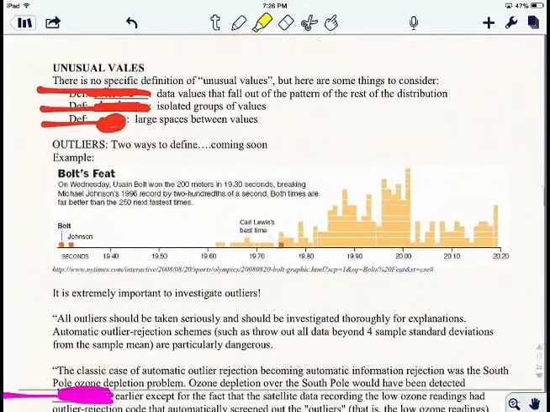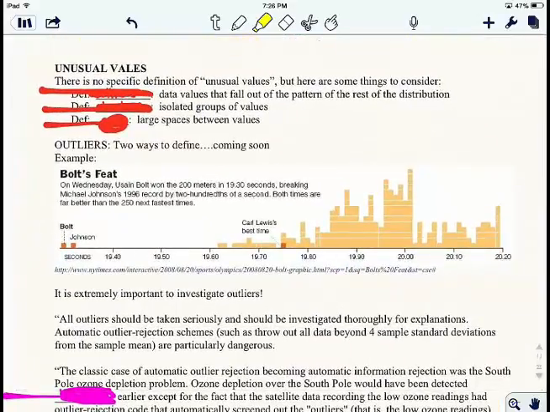Finally, let's talk about unusual values. There is no specific definition of unusual values, but there are some things to consider. We have outliers, which are when data values fall out of the pattern with the rest of the distribution, and later we'll learn how to define something as an outlier. We'll give a specific definition for that. We also have clusters, where data is grouped together, isolated by itself. And then we have gaps, or large spaces.